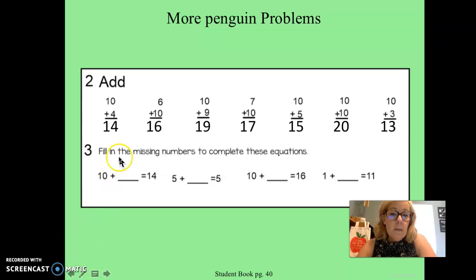Fill in the missing numbers to complete these equations. 10 plus something equals 14. This is the same equation written a different way. So 10 plus 4 equals 14.